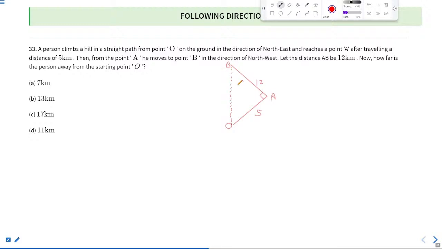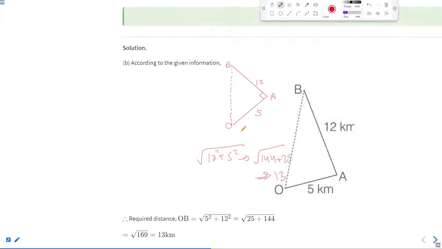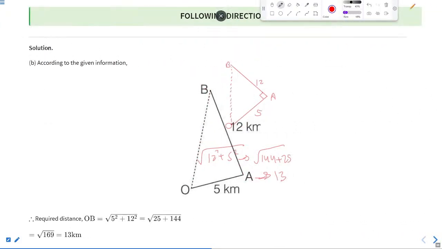between O and B. So that is the square root of 12 squared plus 5 squared, which is the square root of 144 and 25, which is the square root of 169, which is 13. So the answer is 13, D. Answer is 13, yes. Square root of 5 squared plus 12 squared, which is 13.